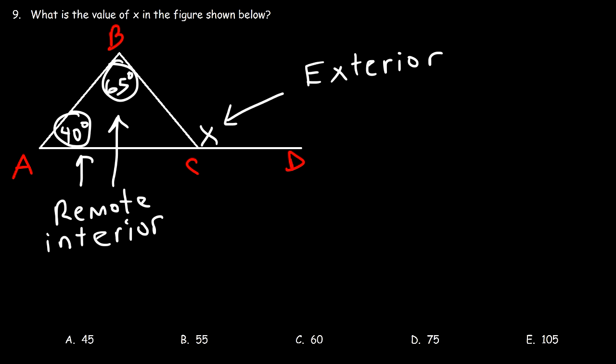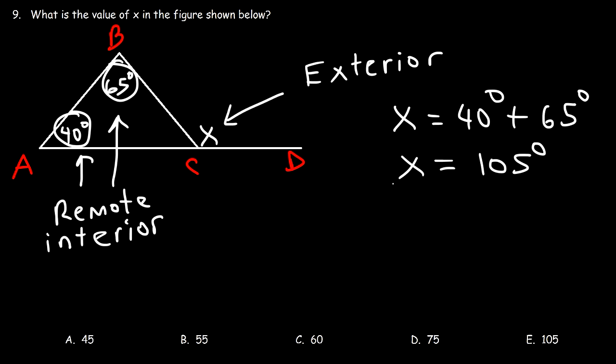So they're not connected or associated with this angle. They're far away from it. But they're still on the inside of the triangle, so they're still interior angles. And so the exterior angle is the sum of the remote interior angles. So x is equal to 40 plus 65, which is 105.